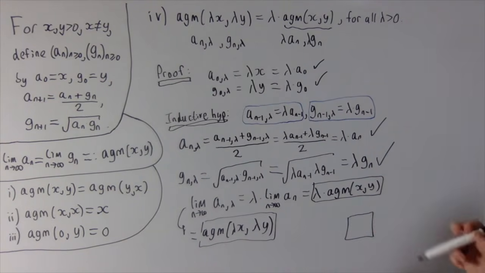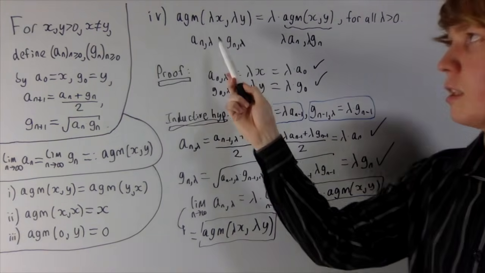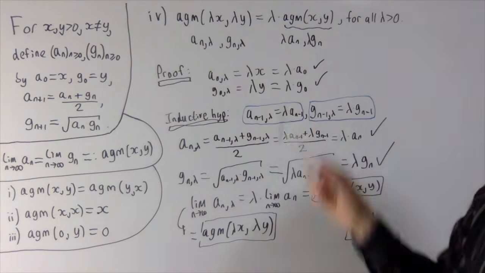So this AGM, the arithmetic-geometric mean, is indeed something which preserves scalar multiplication there.